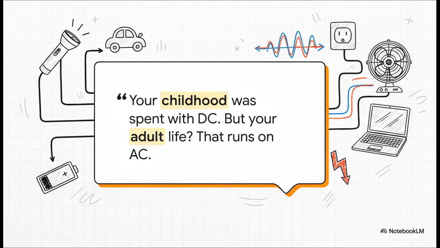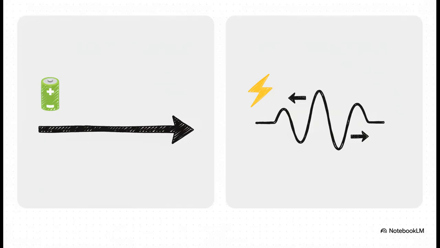Those simple circuits with batteries you learned about in science class, that was direct current, or DC. But the real world, the one that powers our homes, our cities, our entire lives, that all runs on the dynamic, powerful world of AC, coming straight from our wall sockets. So what's the big difference here? Well, it really boils down to two things: polarity and frequency.